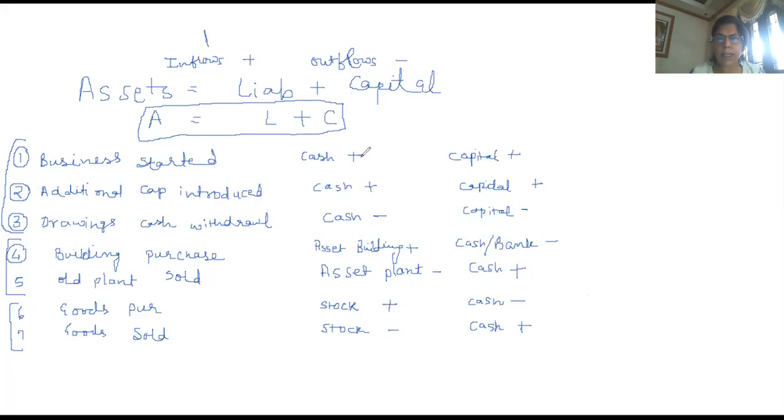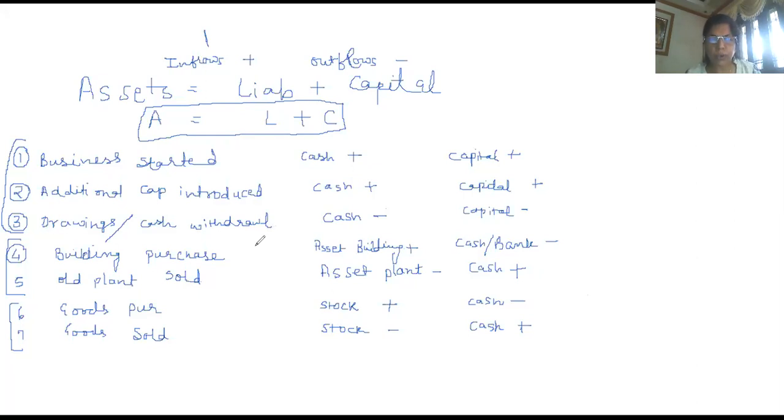Business started, cash plus, capital plus. Additional capital introduced, cash plus, capital plus, because cash is inflow. Drawings, or we can say cash withdrawal from the business, means cash outflow, that's why minus. Building purchase, so building will be added, cash payment minus.